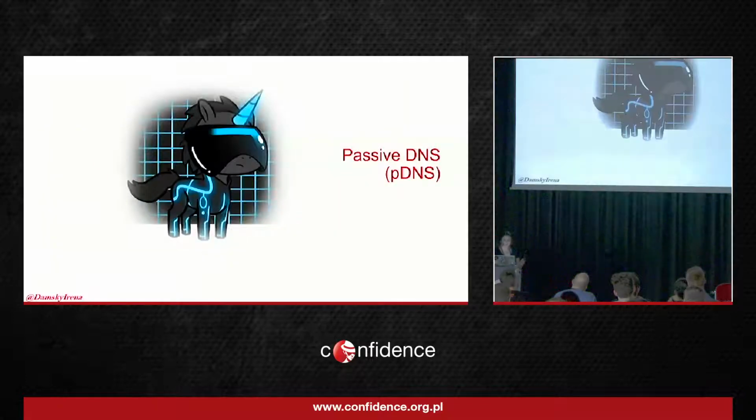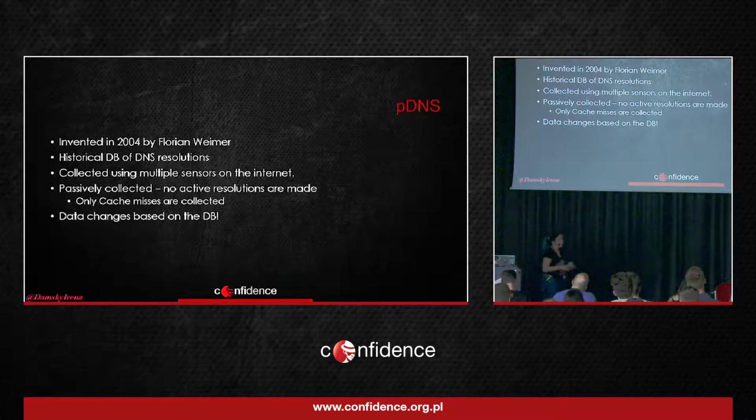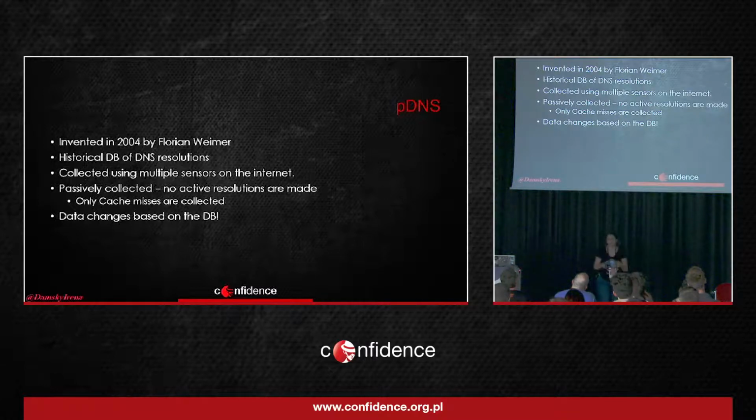So finally, we're getting somewhere. Passive DNS. So passive DNS was invented in 2004 by Florian Weimer, and it's basically a historical database of your DNS resolutions. So the way you collect it is basically not asking a DNS server for a resolution for a given domain, but you are looking at stuff that people asked in the past. It's usually collected using multiple sensors on the internet, and it is, as I said, passively collected.